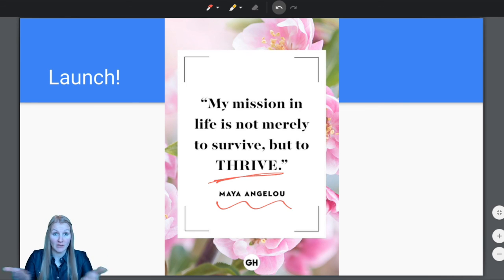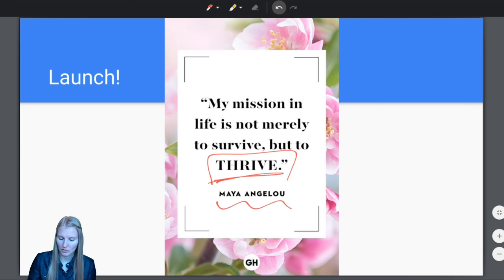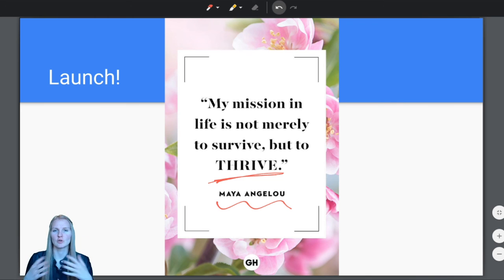What does thriving look like to you? Thriving can look different to different people. Some people are happy to have a roof over their head and a job that pays their bills. That is thriving for them. If that's thriving for you, awesome. That's fantastic. But define thrive for you. What would it look like for you to thrive?